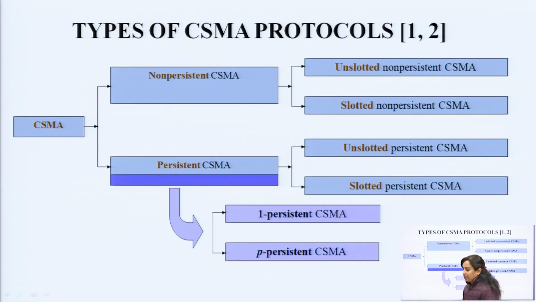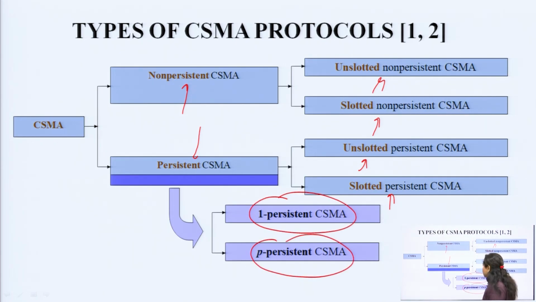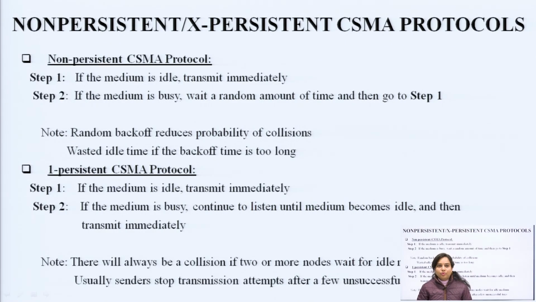These are the different types of CSMA protocols: the first one is non persistent and the other is persistent CSMA. In case of non persistent, there is unslotted non persistent CSMA and slotted non persistent CSMA. In case of persistent, there is unslotted and slotted, and here there is 1 persistent CSMA and P persistent CSMA. So, this is the case for different CSMA protocols.